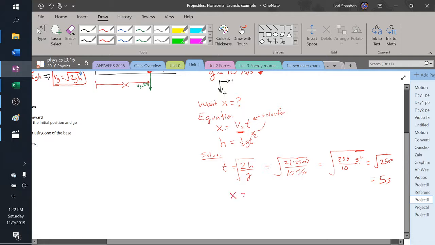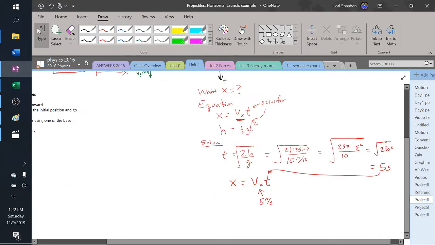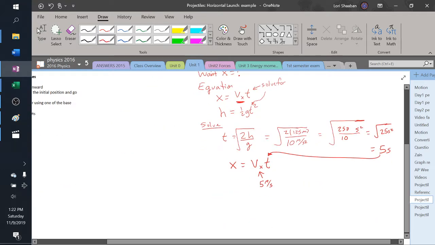I then can find out how far it goes by plugging that 5 seconds in, and we know that the rate it was traveling was also 5 meters per second in the x direction. So it will travel 5 meters per second for 5 seconds. The seconds will cancel, and we get 25 meters total that it will travel.